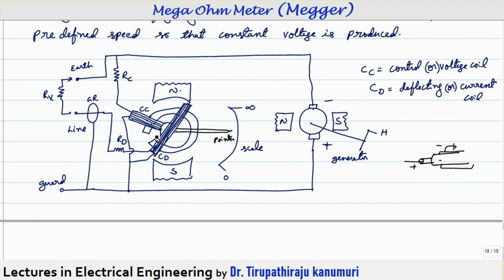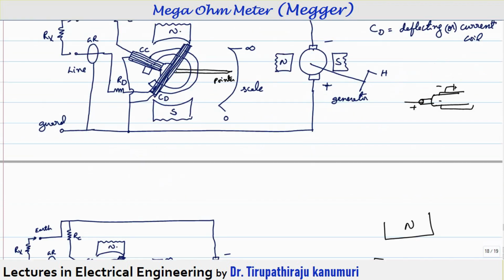Coming to the coils, the names are CC, meaning control coil, which is also called the voltage coil in some books. The second one is CD. CD stands for the deflecting or current coil, which is mainly responsible for measurement of the resistance. So let us see how it will measure.